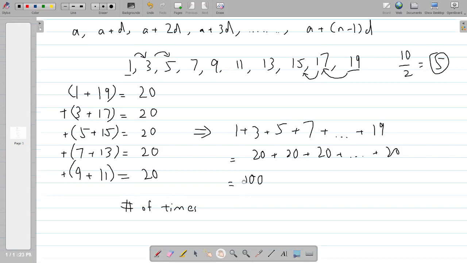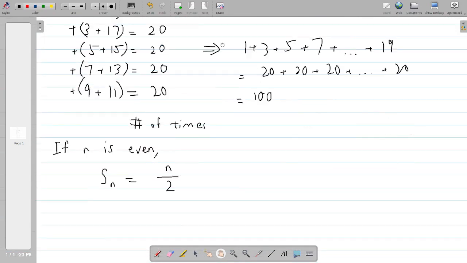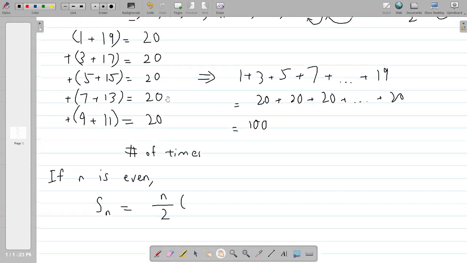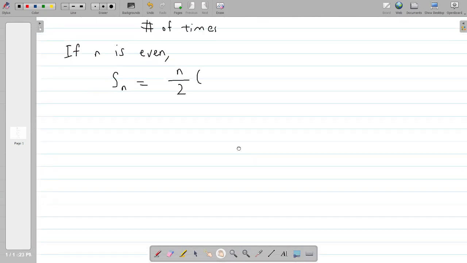So in general, right? We're talking about even terms here. If n is even, so if we have an even number of terms we're trying to sum, S of n is going to be equal to n over 2, which is essentially the number of pairings that we make, multiplied by that sum. And if we notice, that sum remains constant. And we can actually prove that that's constant.